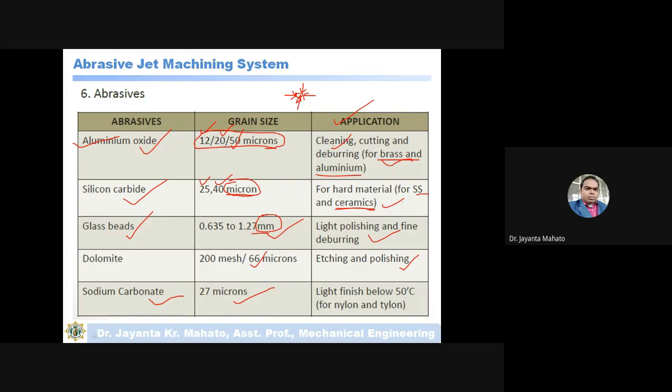Okay, so for hard material like stainless steel or ceramics, silicon carbide abrasive particles are used. And for soft material like brass and aluminum, for cutting soft material, aluminum oxide abrasive particles are used. And other abrasive particles like glass beads, dolomite, and sodium carbonate are used mainly for polishing and finishing of the surface of the material.